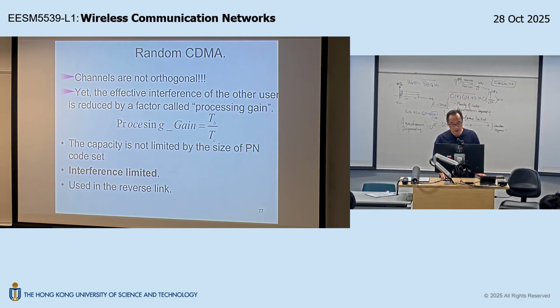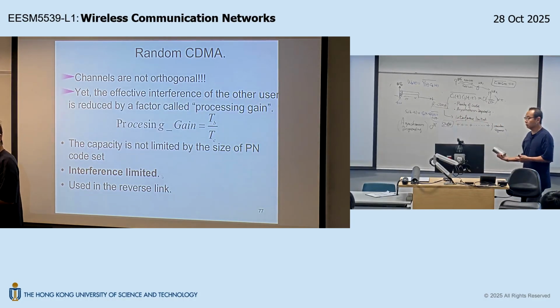Okay? And as I explained, this is interference limited, but since it can support asynchronous despreading, it can be used in the reverse link without any overhead. Okay? Now, to further illustrate what we mean by interference limited, let's try to calculate the capacity of random CDMA.